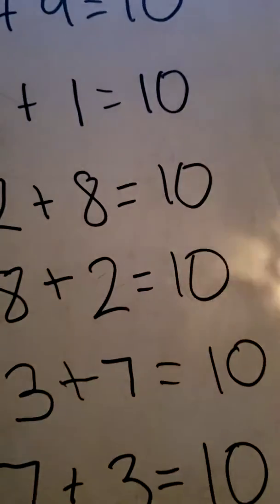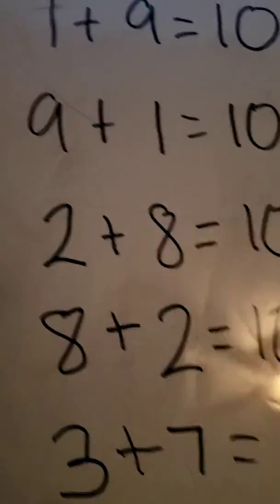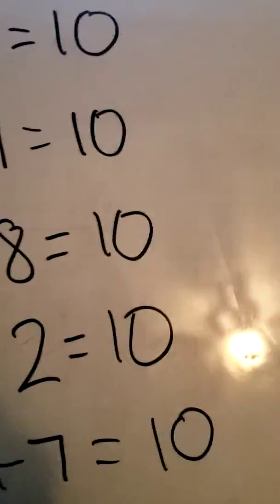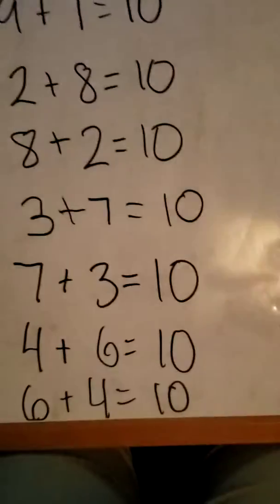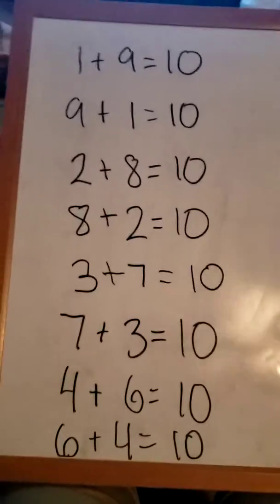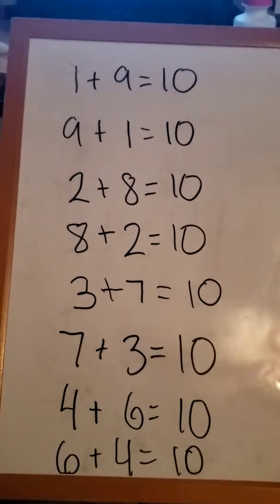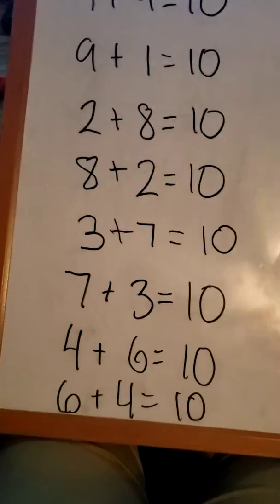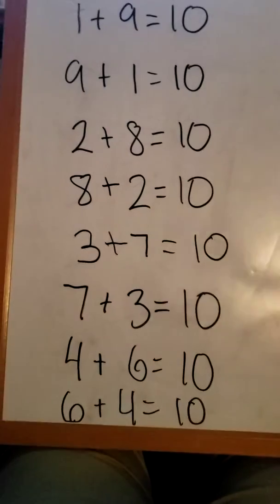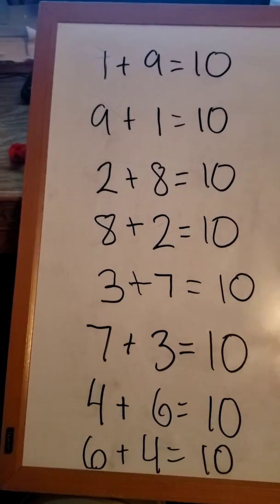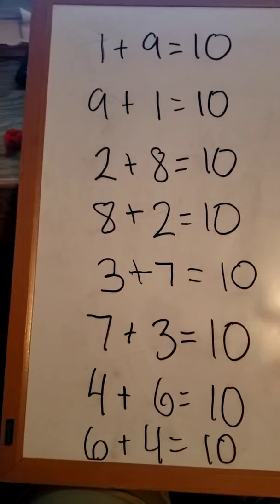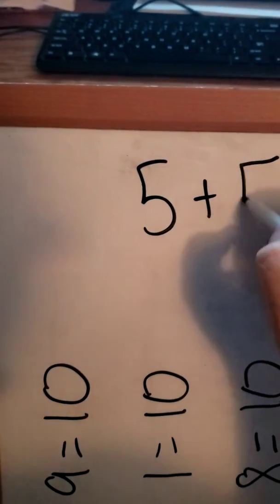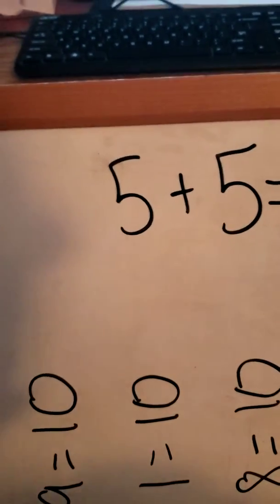Now there's one last one left, and I want you to try to figure it out on your own. There's one last way that I could represent 10. I'll give you a second. Think about all the numbers that we wrote so far. 1 plus 9, 9 plus 1, 2 and 8, 8 and 2, 3 and 7, 7 and 3, 4 and 6, 6 and 4. There's one number that we're missing. Very good. 5 plus 5 equals 10.